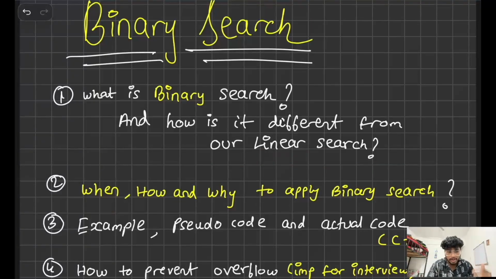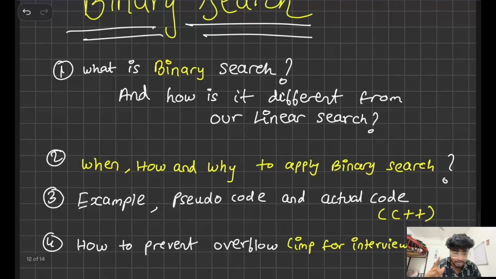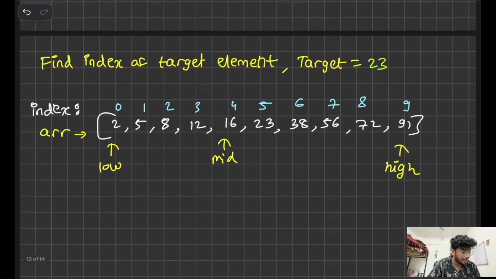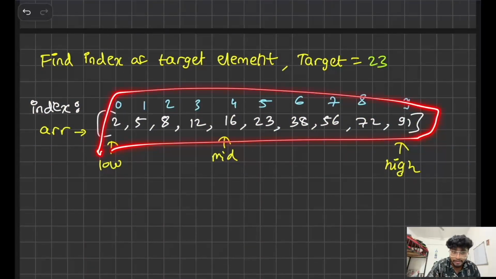I'll discuss how we are going to implement this and how exactly things work. So let's discuss the second point now. When do we need binary search? Binary search is only applicable when our search space, in this case this array, is what we search. This is our search space. We will search for our target in this search space itself.